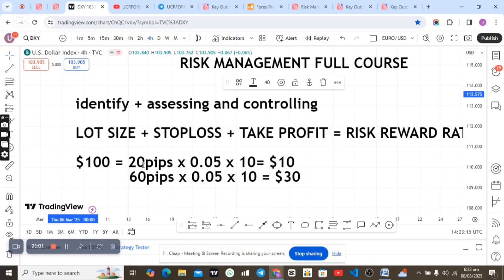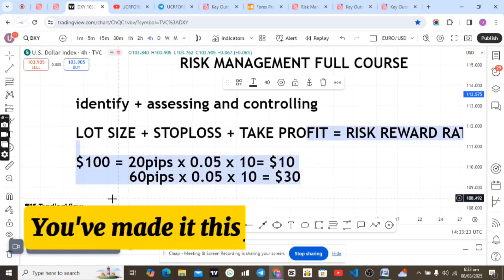So the moment you have done this, you have been able to see the particular lot size you are expected to use so that you can risk that particular amount. So there is a problem that normally happens to we traders.